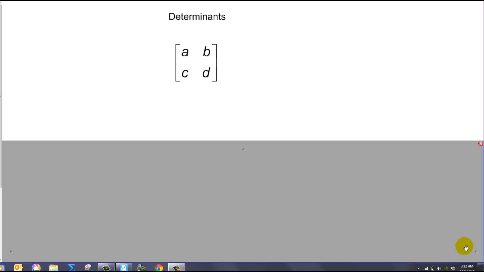Today we're going to talk about the determinant of a matrix. In order to have a determinant, you must have a square matrix to begin with. So, the matrix must be square.